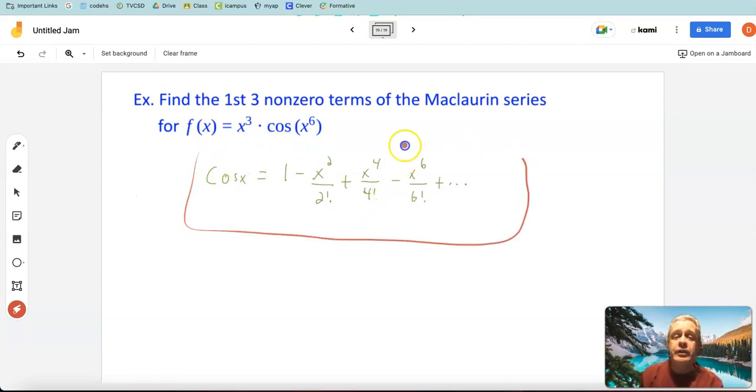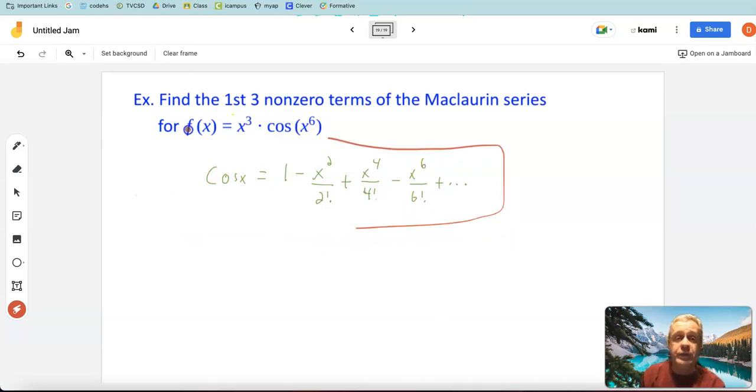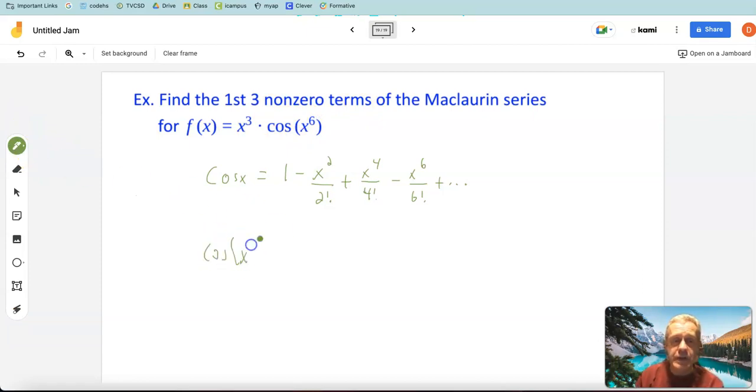And what you see here is I've already written down our Maclaurin series for just cosine of x, so that we can quickly come up with the Maclaurin series for cosine of x to the sixth. So with that being said, to do this, we're going to take x to the sixth, and we're just going to plug it in for each of the x's in the Maclaurin series for cosine of x. So this is just 1, so that would stay 1.